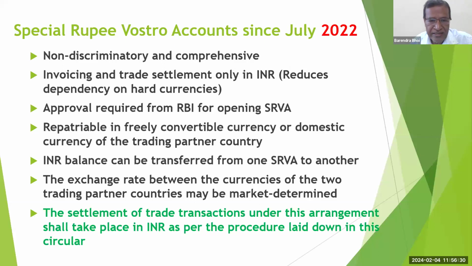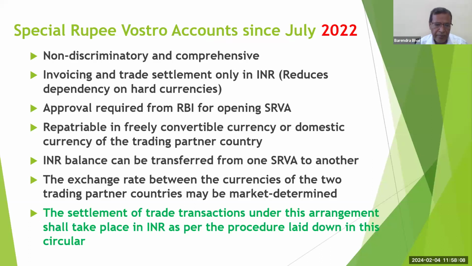It is non-discriminatory and comprehensive. Means any country that would like to join this bilateral kind of arrangement, it depends upon the consent of the country. It is non-discriminatory and comprehensive, not only Indo-Iran or Indo-Russia. So dependency on hard currency, too much foreign exchange reserve may not be required. Approval is required from RBI for opening a special rupee Vostro account of their country. That is one of the features.